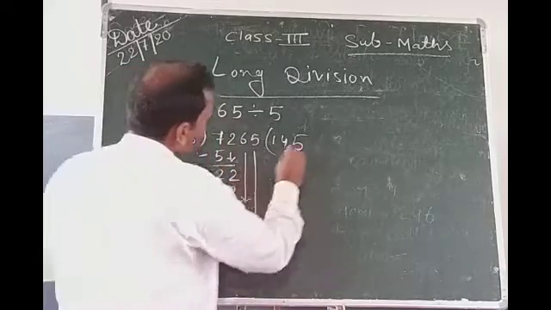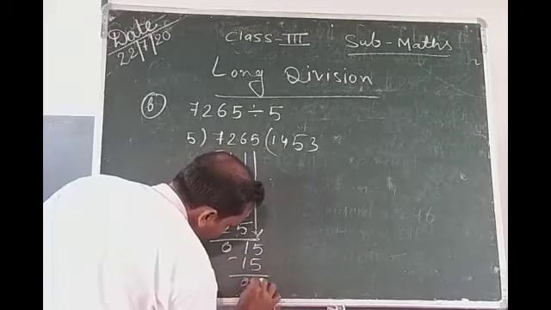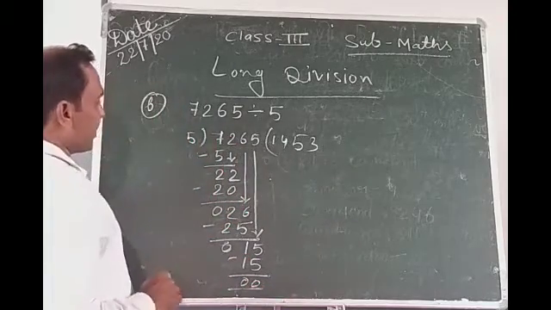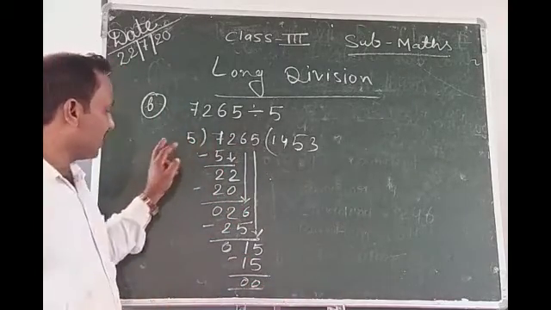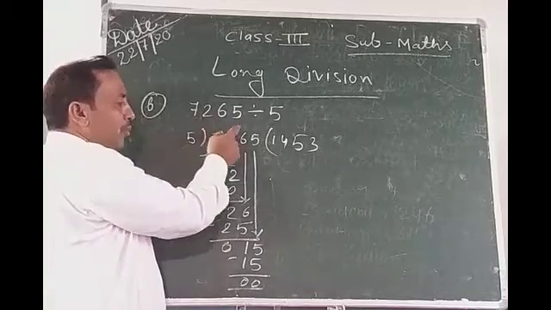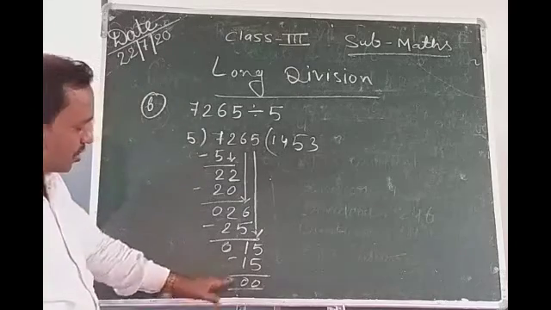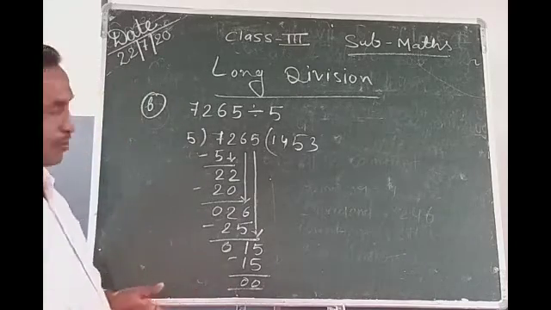5 threes are 15. So I write 15 here. 15 minus 15 equals 0. It means in this question you have got only 3 parts: one divisor, one dividend, one quotient. And the remainder is nothing. It means 0. Remainder is not left at any number.